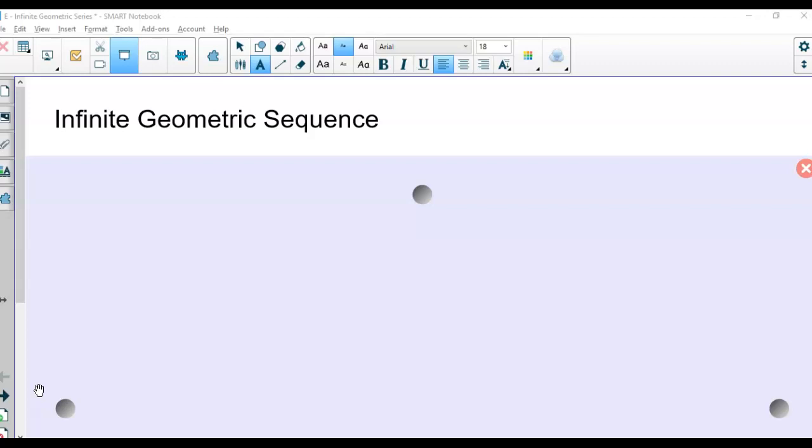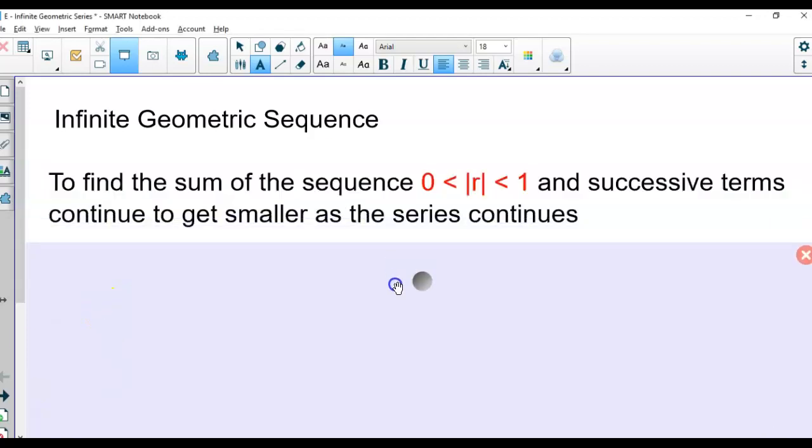What is an infinite geometric sequence? An infinite geometric sequence is a sequence that is geometric that goes on and on and on, dot, dot, dot. There's no end to it, okay? So today we're going to focus on finding the sum of that. We're going to evaluate the series, excuse me.